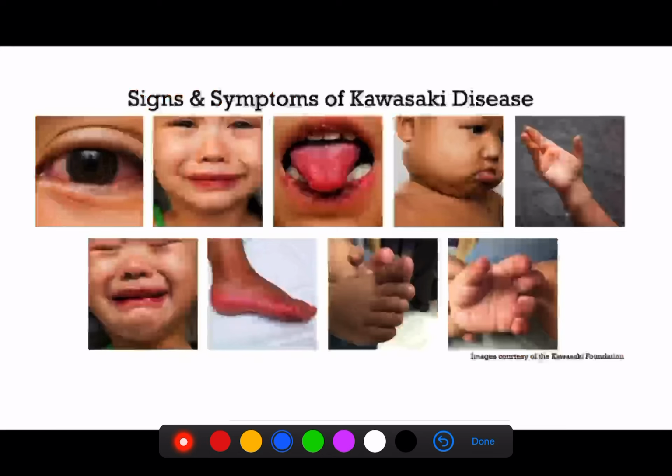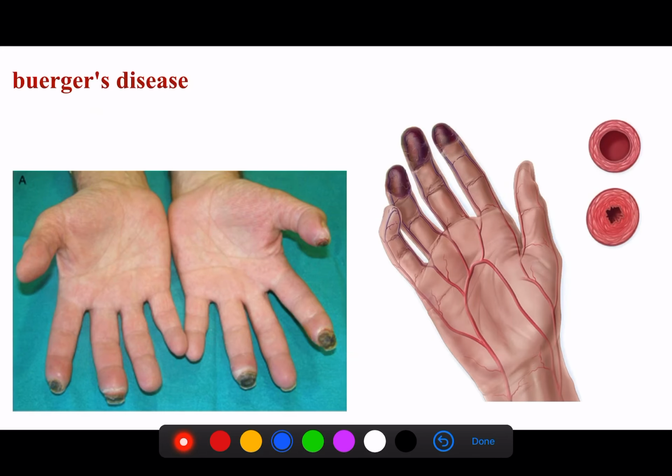We have also Kawasaki disease. It involves anti-endothelial antibody formation, anti-endothelia. It's characterized by a red tongue in babies and systemic inflammation within the whole body, especially the coronary artery of the heart. We have other immune diseases that affect the vascular system.